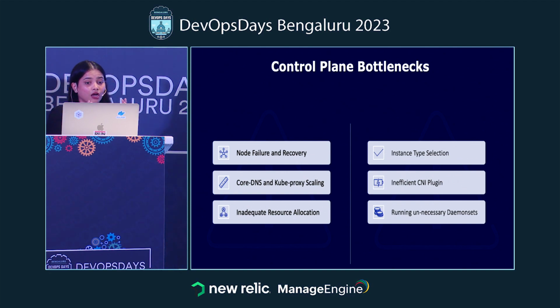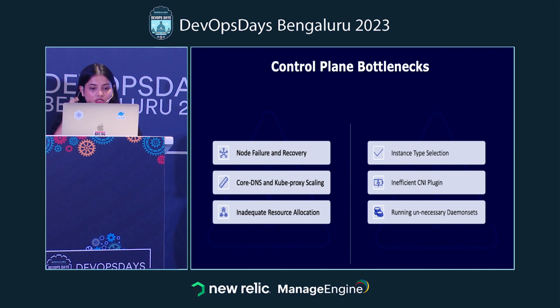Next we have CoreDNS and kube-proxy scaling. If your cluster experiences significant growth in the number of pods and services, kube-proxy may require scaling to handle the increased load. What you can do is deploy kube-proxy instances on dedicated nodes to distribute the load.